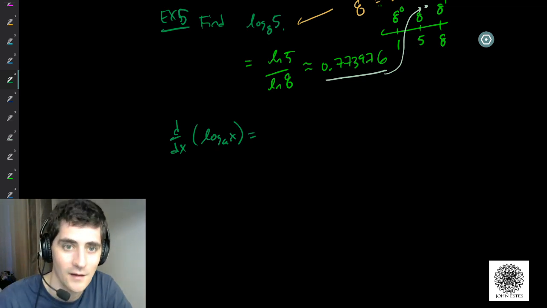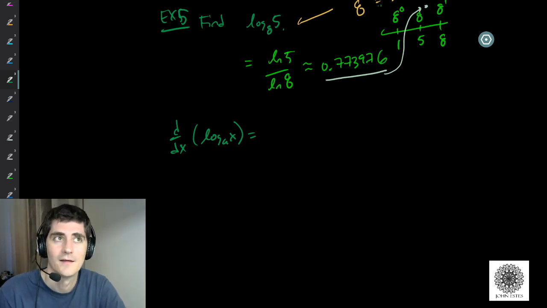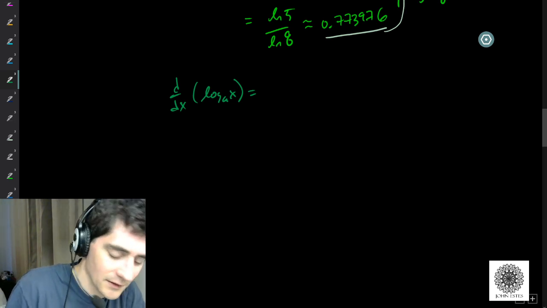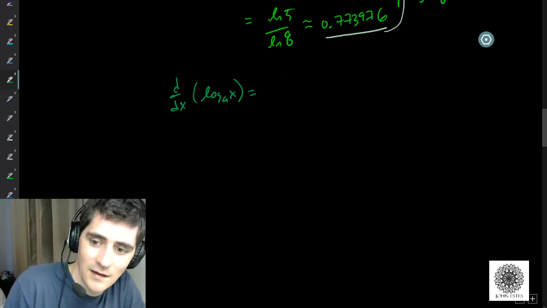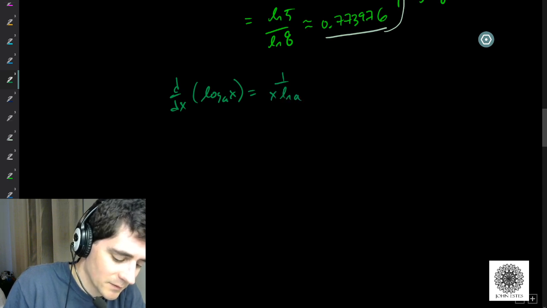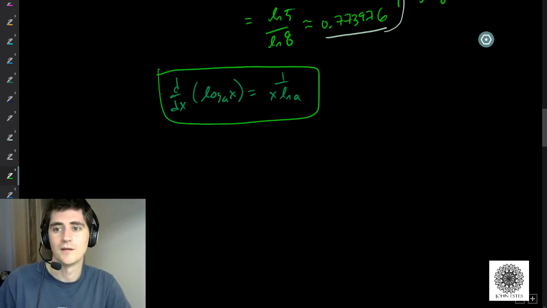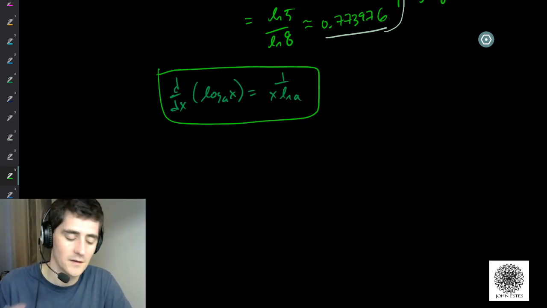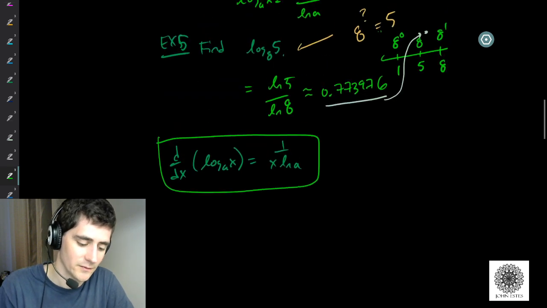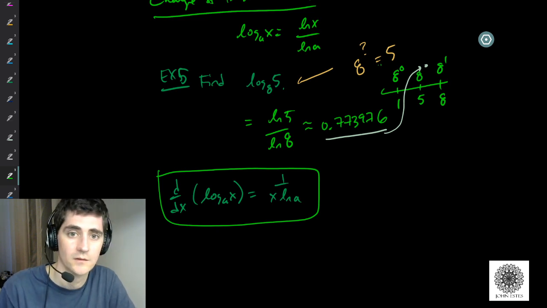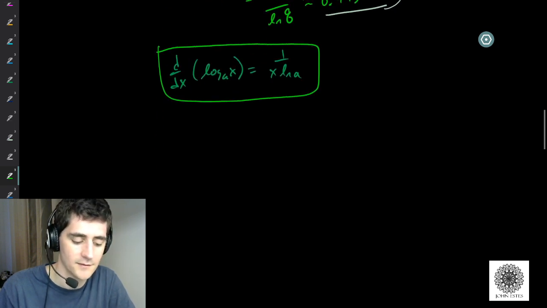The way we defined ln x was the integral of 1 over x dx. So here, the derivative of log base a of x is 1 over x times 1 over ln a. It's just the same thing. And we can figure that out using the change of base formula. You take the derivative of ln x over ln a. That's 1 over x times 1 over ln a, because ln a is a constant.